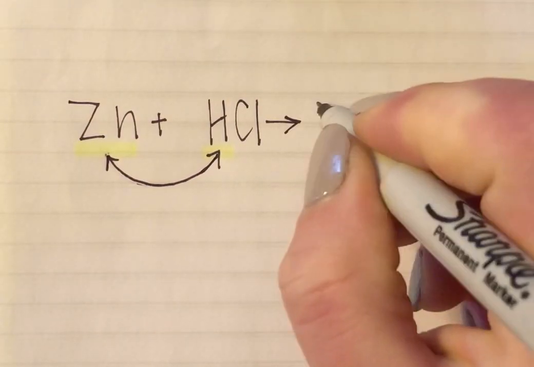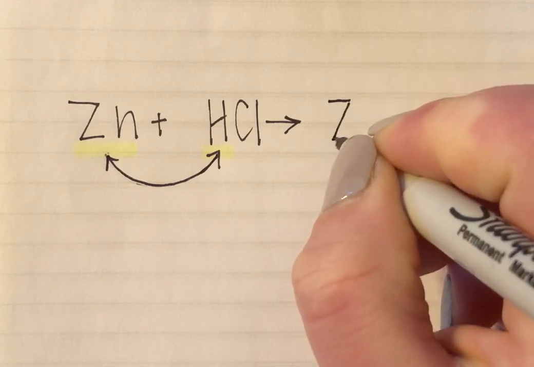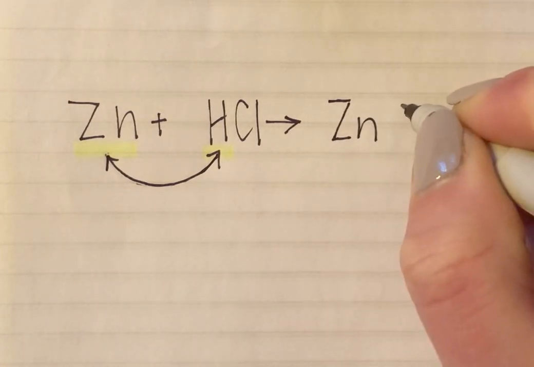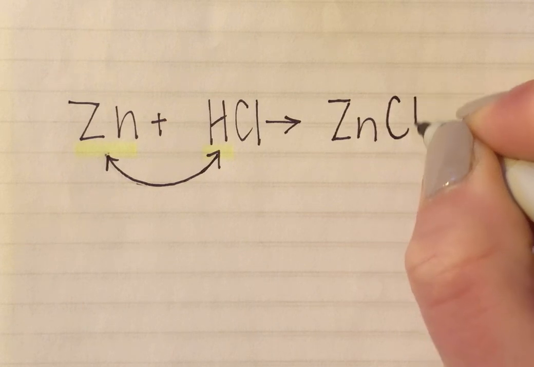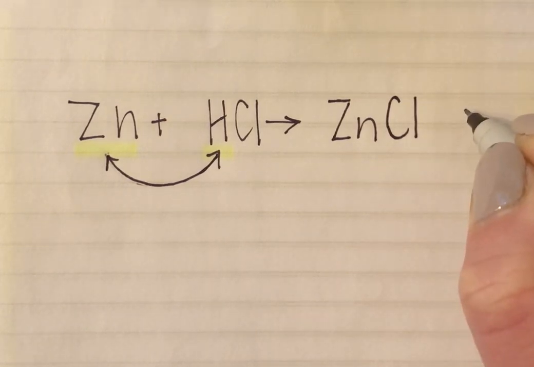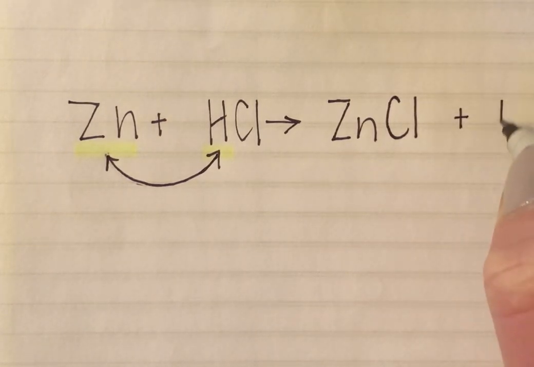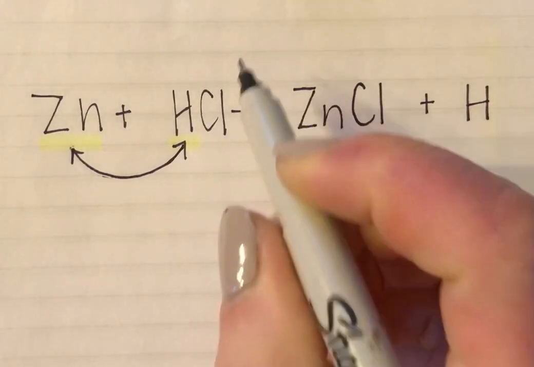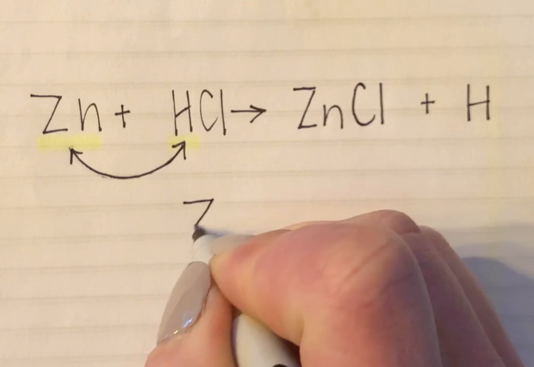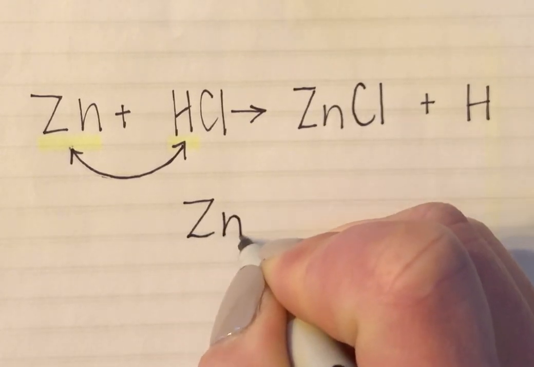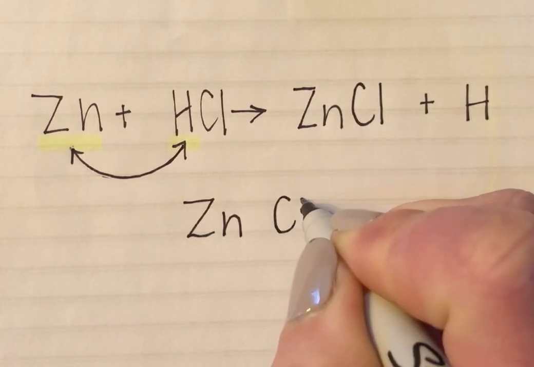So when we do that, we now have zinc bound with chlorine plus hydrogen. So there's a couple things that we need to do. We need to look at the formula that zinc and chlorine make.